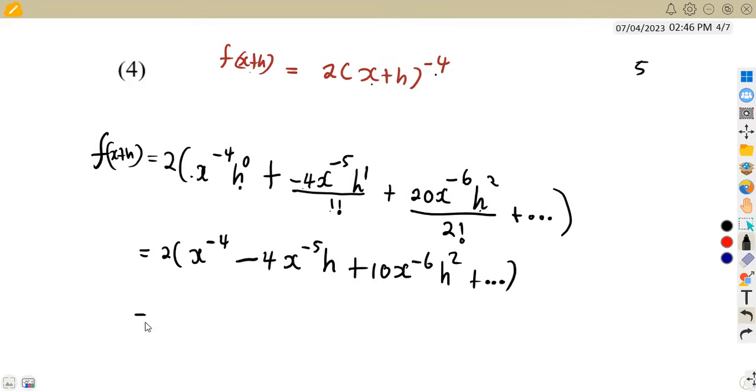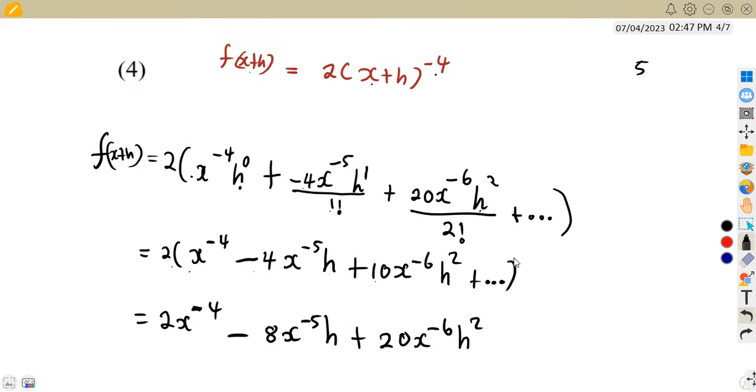All right, so we can multiply by 2. 2 times x here, that's 2x to the exponent of -4. 2 times -4, which is -8, x to the exponent of -5 h, 2 times 10, which is +20, x to the exponent of -6 h squared, and so on and so on. All right, so instead of writing these and so on, guys, we can just leave it like that, or you can just indicate that there are other terms that we have there.